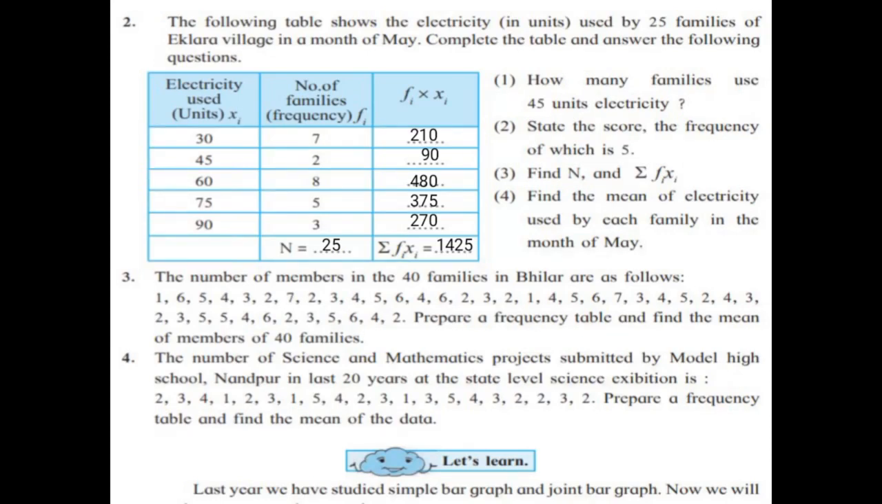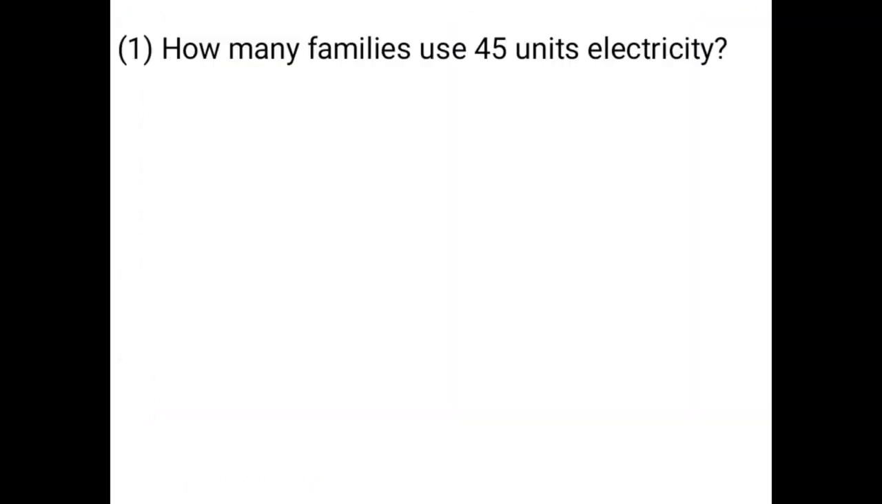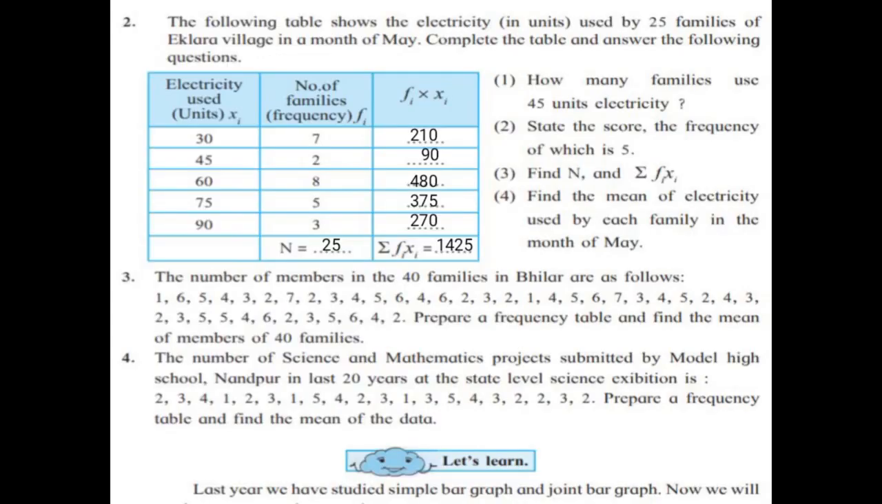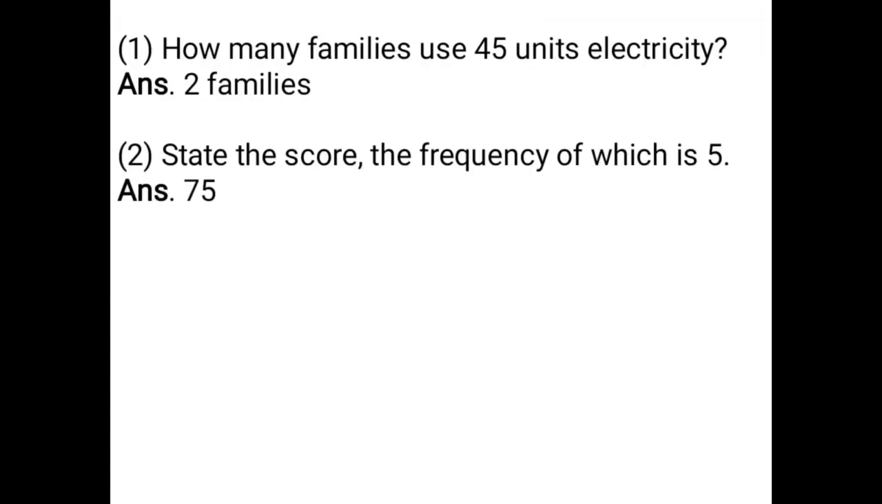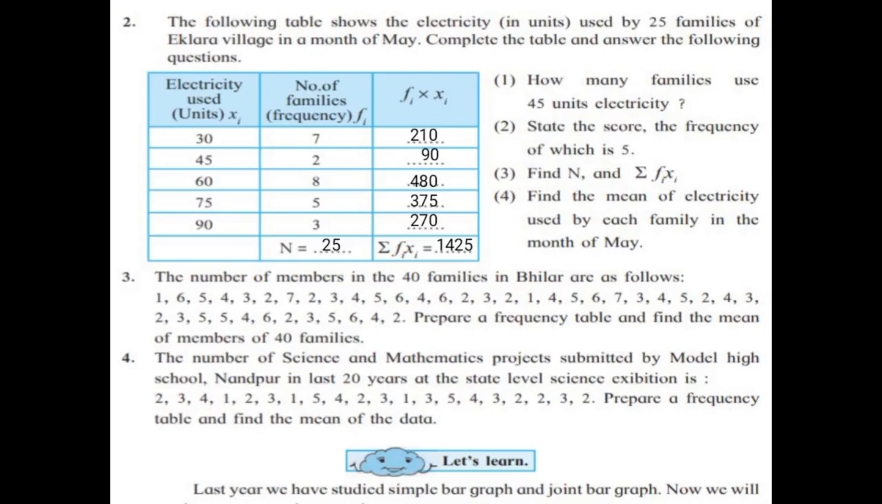After solving this table, you have to answer the following questions by observing this table. First one, how many families use 45 units of electricity? Answer is 2 families. Next, state the score, the frequency of which is 5. The score is 75. Next, find n and sigma fi xi.